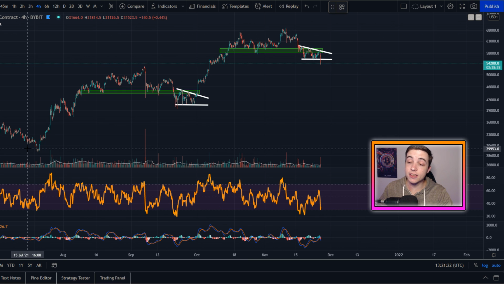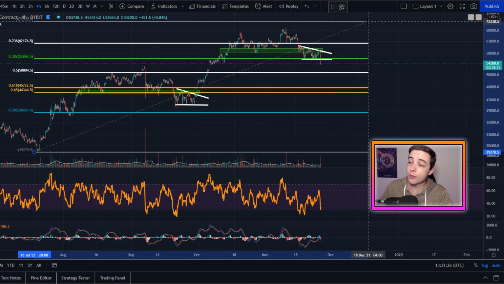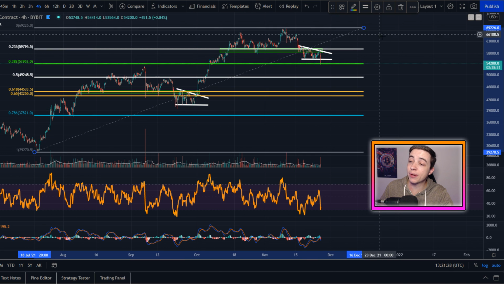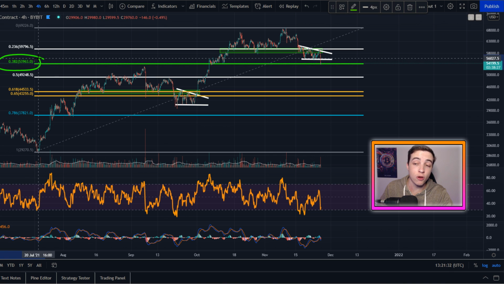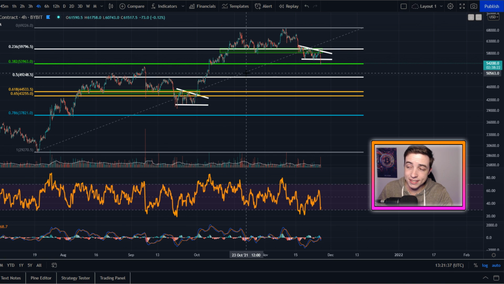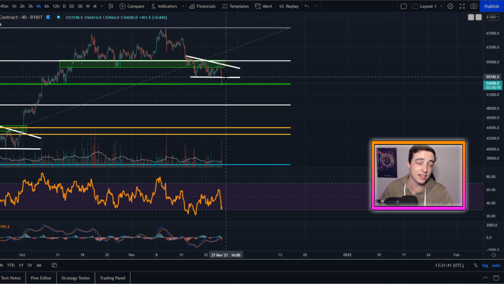For example, bringing out the Fibonacci retracement tool from this low at around 29,000 back in July, all the way up to the Bitcoin all-time high, what we can see here is the 38.2% Fibonacci level coming in at just below 54,000, which is around the same sort of levels that Bitcoin is currently finding a bit of short-term support at, at least at the time of filming this video.